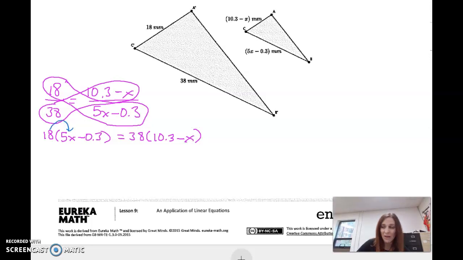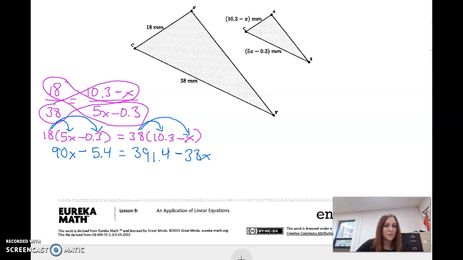18 times 5x. 18 times 5 is 90x. I'm going to go minus sign, 18 times 0.3 works out to be 5.4. I'm just using those numbers. I got a little cheat sheet here, guys. Those all came off of a calculator. So over here, if I go 38 times 10.3, I get 391.4 minus 38 times x, which is 38x.